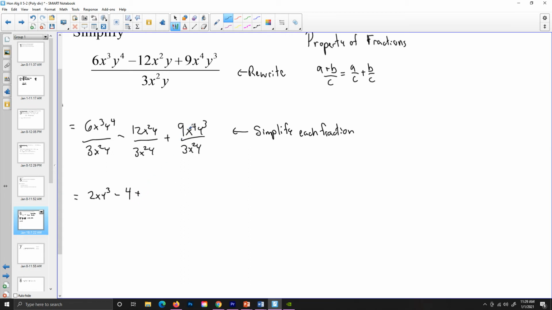Finally, 9 over 3 gives me 3. X to the fourth over x squared, 4 minus 2 gives me x squared. Y to the third over y to the first, 3 minus 1 gives me 2, so I have y squared. And that is my final division.